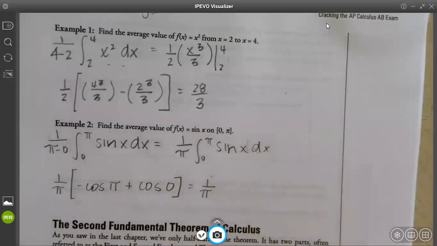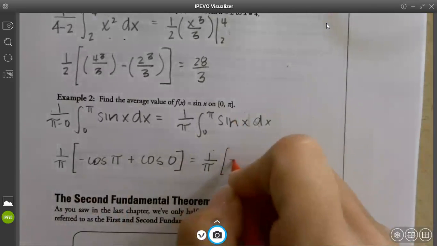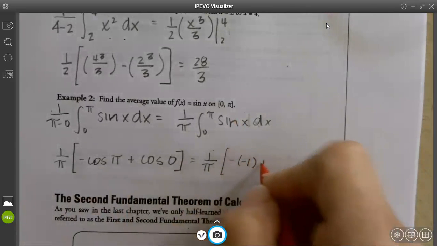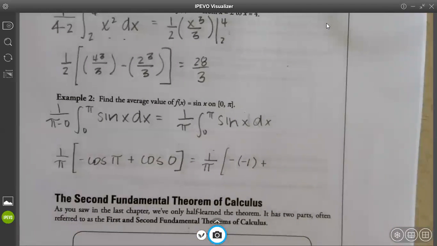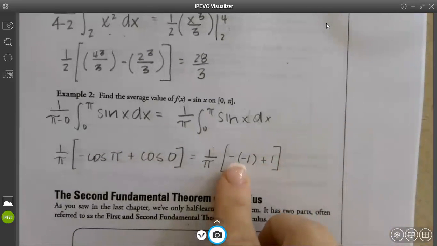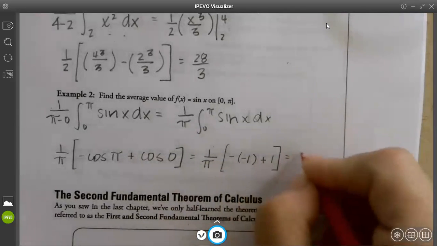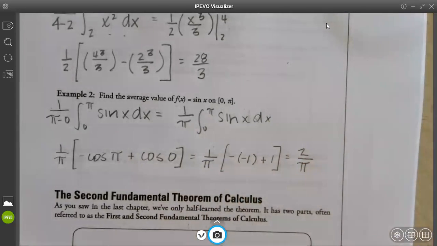Leave your 1 over pi. Cosine is your x coordinate. At pi, what is that? Your x coordinate at pi. Pi is negative 1, 0. So what's your x coordinate? So we have negative, negative 1. Cosine 0 is on the other side. What is your x coordinate? 1. What is negative, negative 1? Positive 1. Plus 1 is 2, times 1 over pi is 2 over pi.